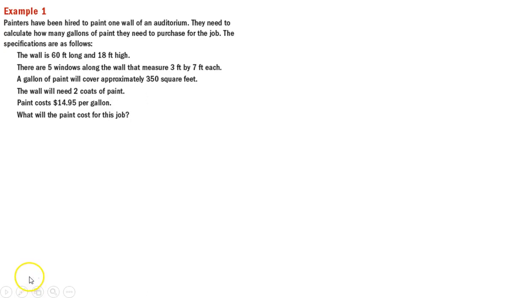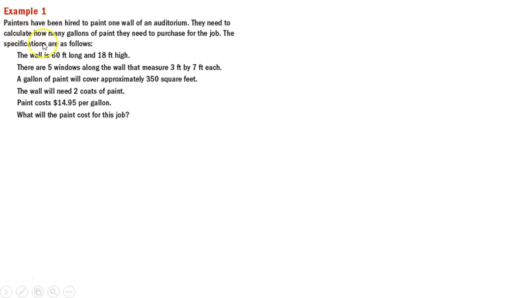All right, and we're here with example 1 from 8.2, which is on area. We have some painters that have been hired to paint one wall of an auditorium, and they need to calculate how many gallons of paint they need to purchase for the job. That seems reasonable. If you're going to paint a wall, you've got to find out how much paint you need. This seems like it might be helpful.